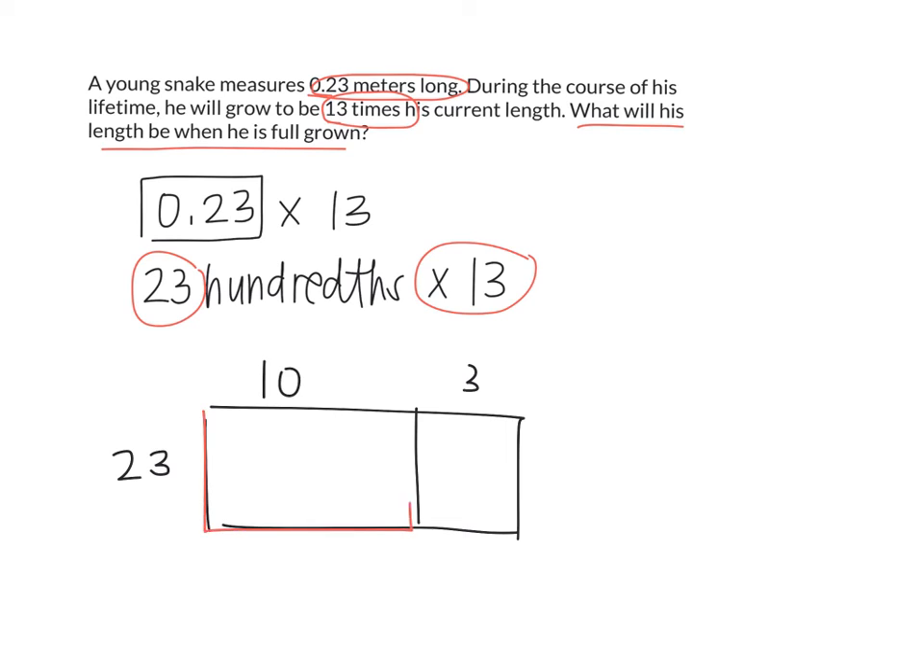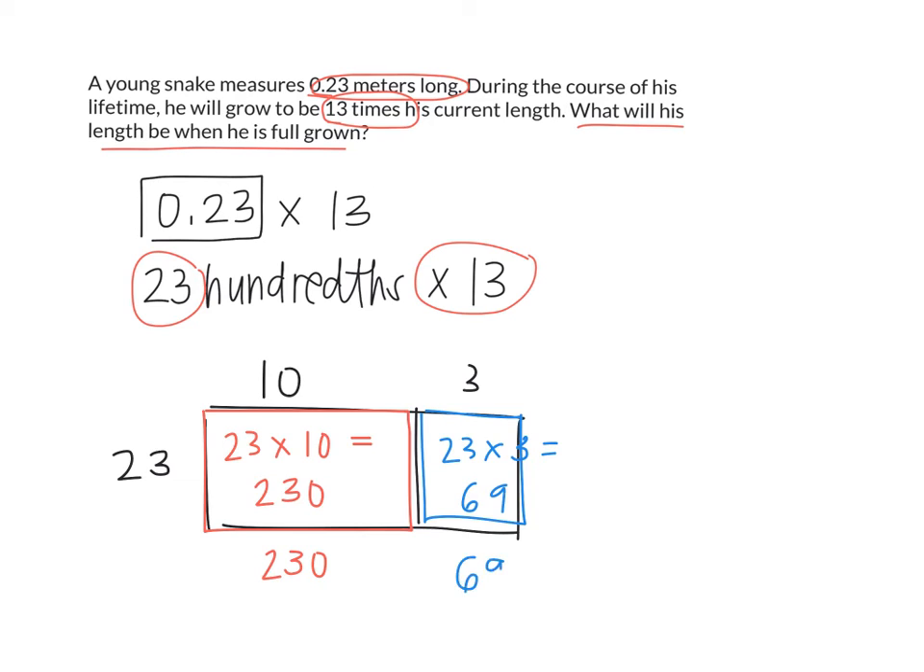I can do 23 times 10. Is that easy for us to do in our heads? What does that equal? 230. 230, very nice. Then, don't forget to write the partial product at the bottom. Then over here, I can do 23 times 3. Also easy for us to do in our head. What's 23 times 3? 69. Very good. So we'll write that partial product down here.